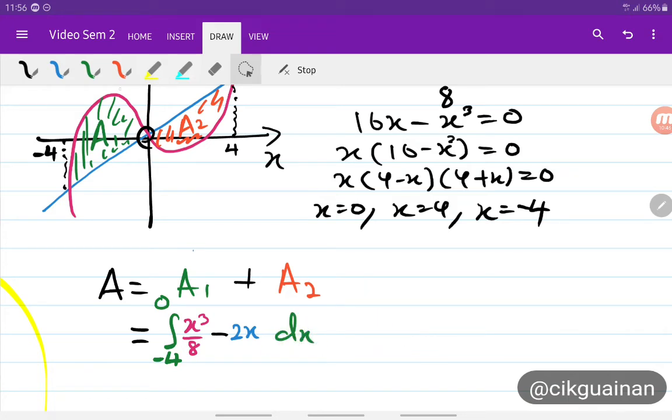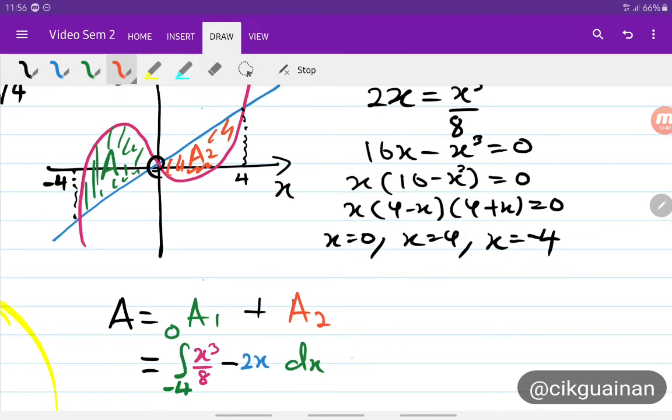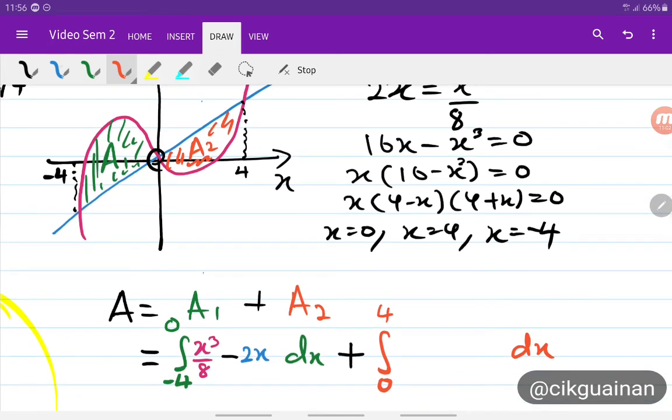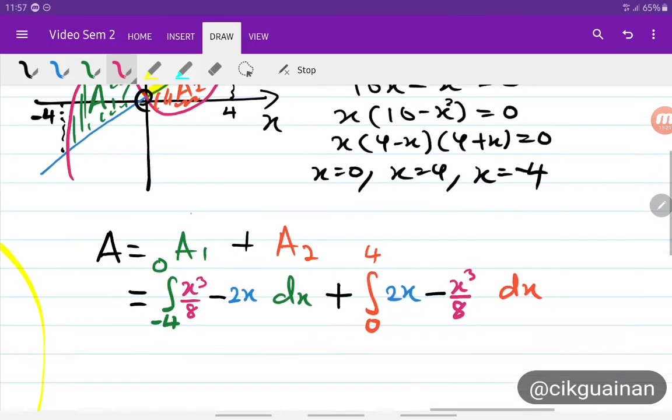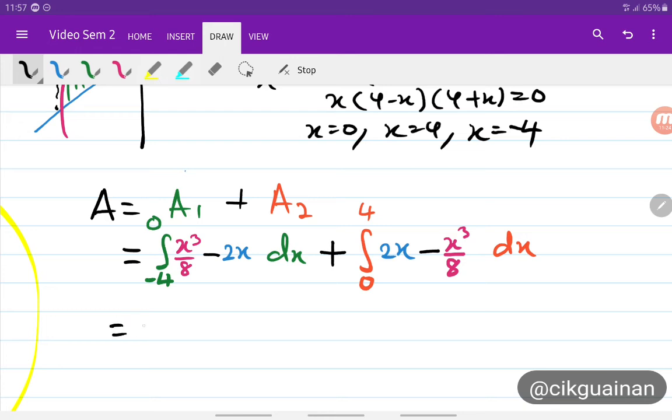Now let's move on to A2. A2 is integrated from 0 to 4, plus in the middle, and dx also, because 4 and 0 are values of x. And then the upper curve for A2 is the blue line of 2x, and then we minus the purple curve of x cubed over 8. So this is the correct one. So we just follow through and calculate everything.